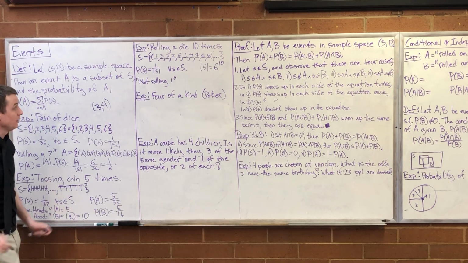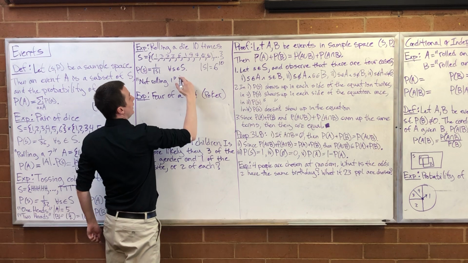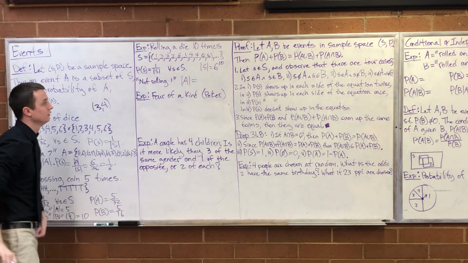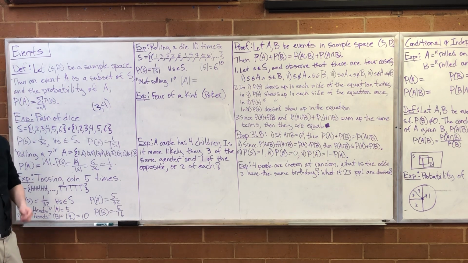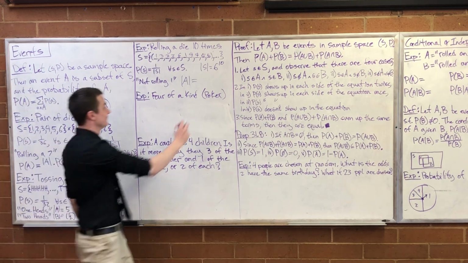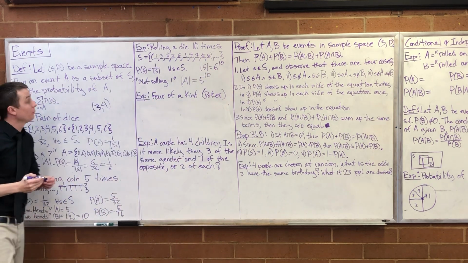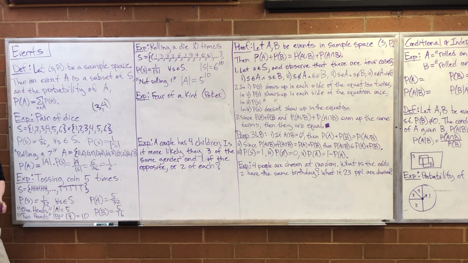Now, let's say the event A is not rolling a 1. What's the size of A? 5 to the power of 10. Alright, so 5 to the power of 10 is the size of the event A, not rolling a 1.